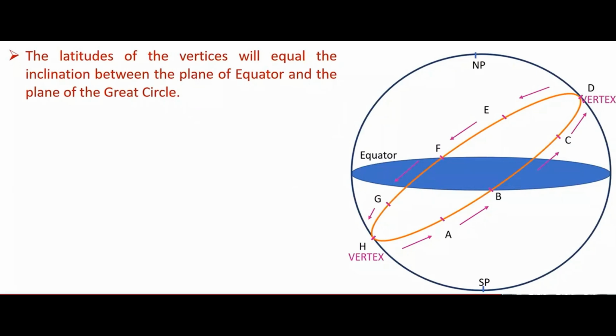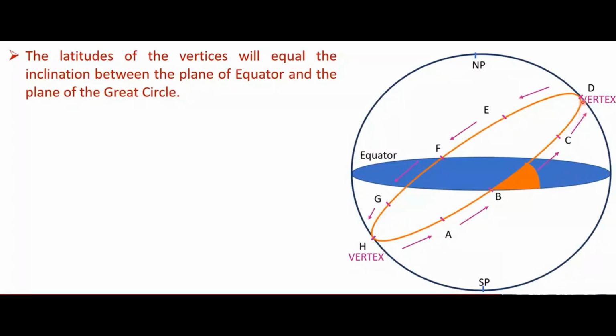The latitude of the vertices will be equal to the inclination between the plane of equator and the plane of the great circle, or the angle at which a great circle cuts the equator represents the latitude of the vertex. So first, let us identify the angle between the planes of the equator and the great circle. This is the angle in our case, which is the angle of inclination between the plane of this great circle and the plane of equator.